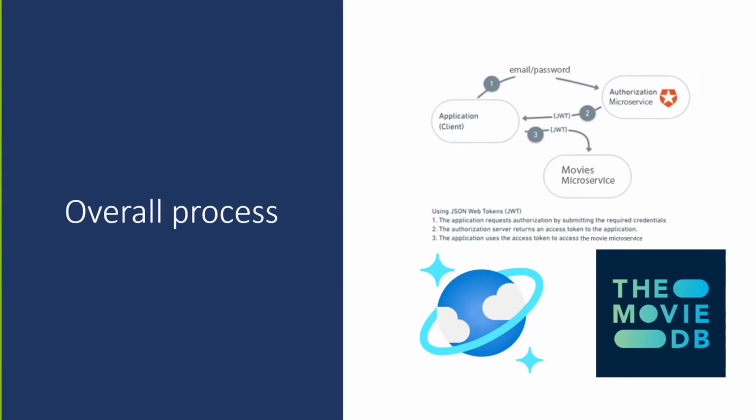For the authorization part, it will call the authorization microservice. And for adding movies to favorites, it will call the movies microservice. In the backend, these microservices handle the request from the API, building the token for the authorization and storing the necessary data in the database, Cosmos DB, which is hosted in Azure.